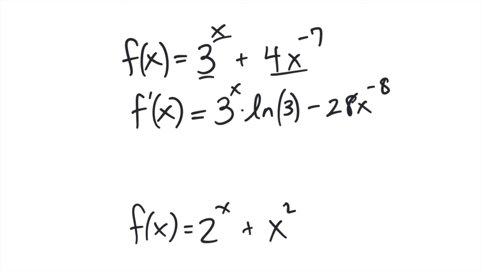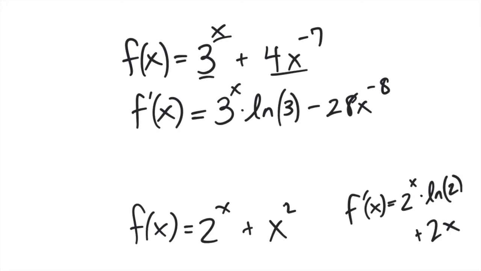So for the second one, f prime of x is equal to 2 raised to the x times the natural log of 2, and then plus 2x from the power rule.